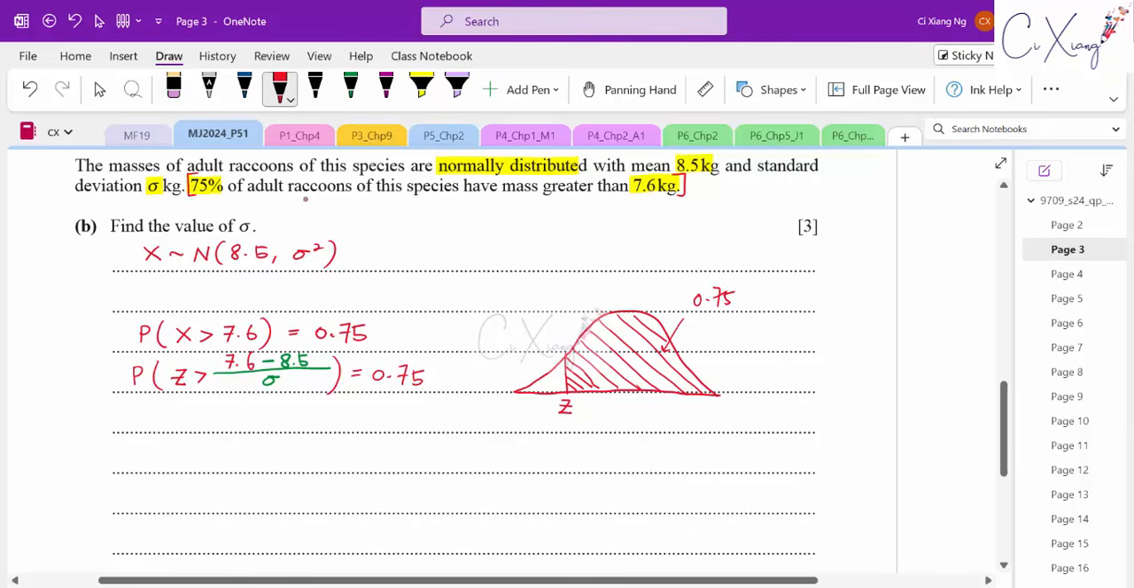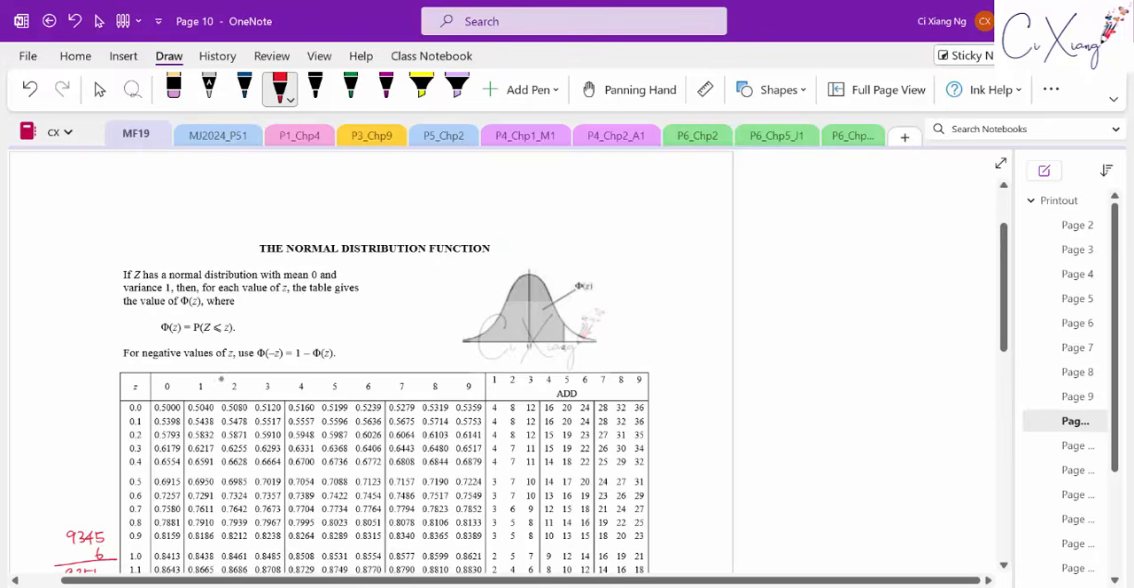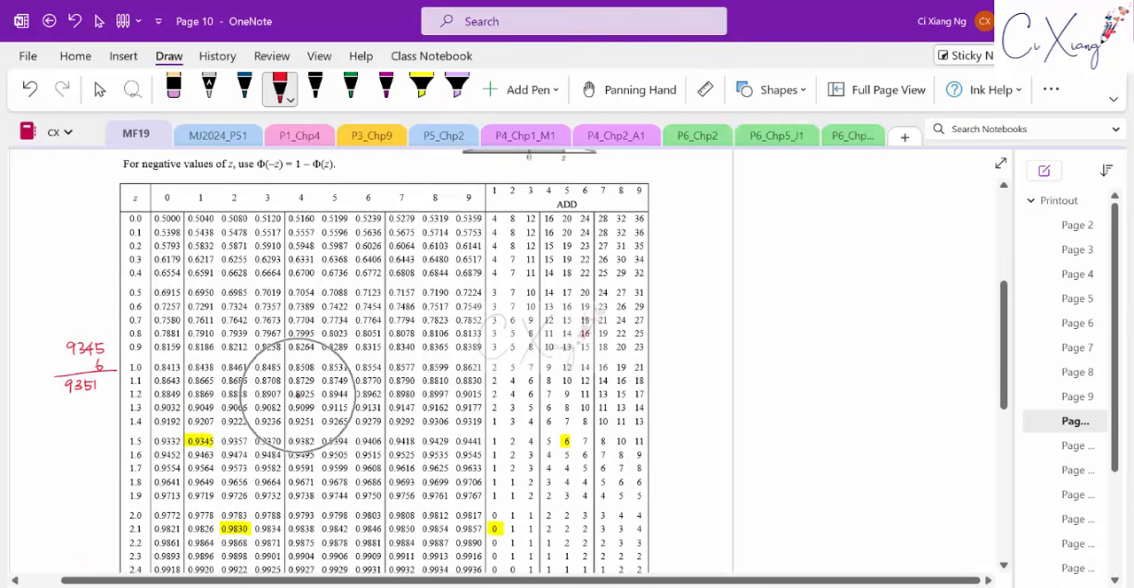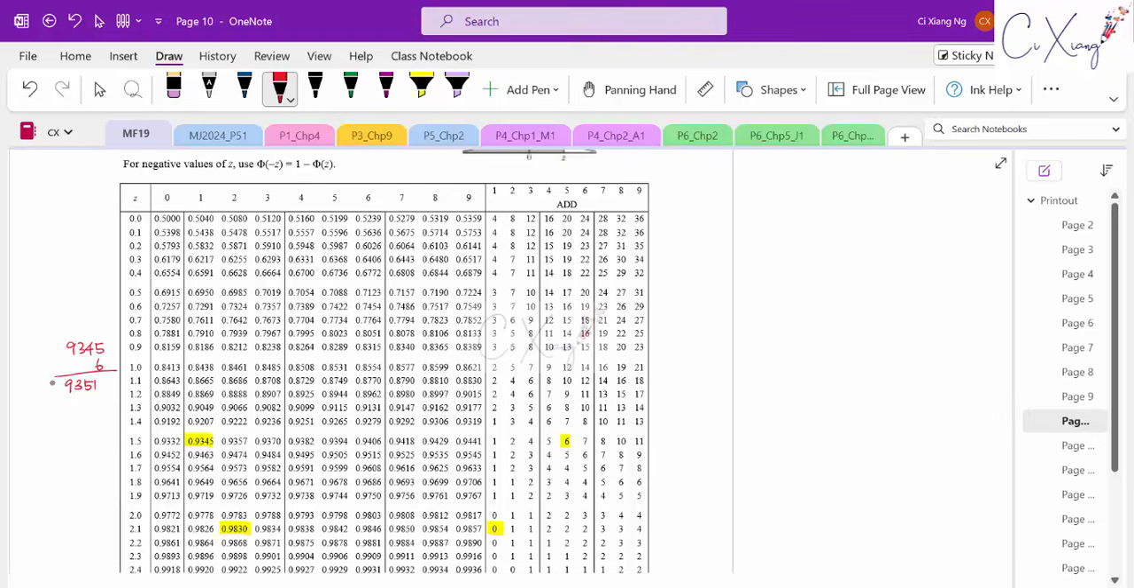I want to know what's the value for Z. Okay, so I go to the table. The 0.75 is a probability. Therefore, I need to look at the probability and find out the value of Z. So we are going to do it in the reverse way. That means I look at the probability to get the value of Z. Just now in part 1, we had the value of Z, then we found the probability, right? So now it's the opposite way, in the reverse sequence.